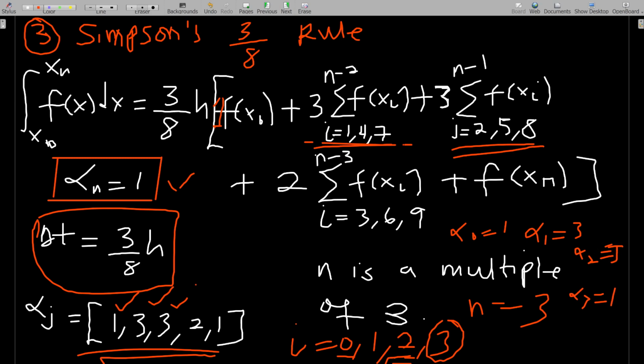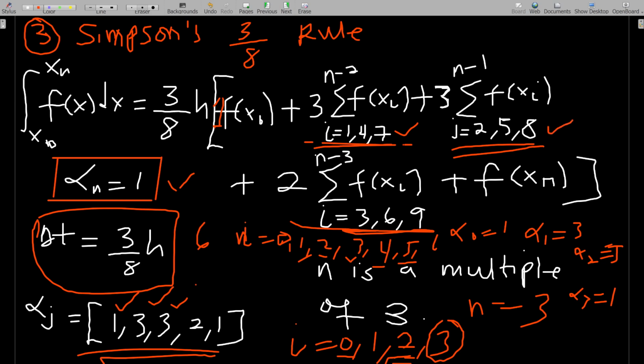So if, let's say, n equals 6, then you have i being equal to 0, 1, 2, 3, 4, 5, and 6. So alpha naught will just be 1, alpha 1 will be 3, alpha 2 will be 3, alpha 3, you come to this side, and that will be 2. Alpha 4, you go to where 4 is here, it will be 3. Alpha 5, you go to where 5 is here, it will be 3 as well. Then alpha 6 is the last one, so you come and pick 1. I hope you get this.